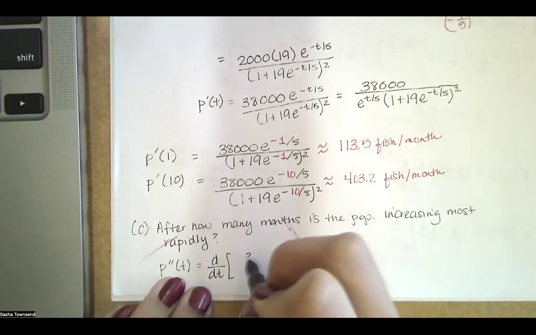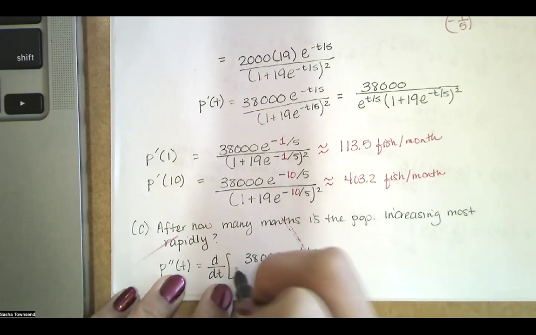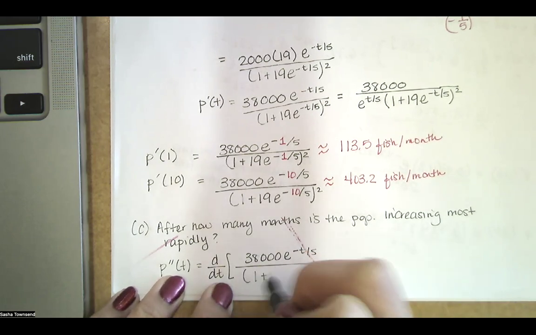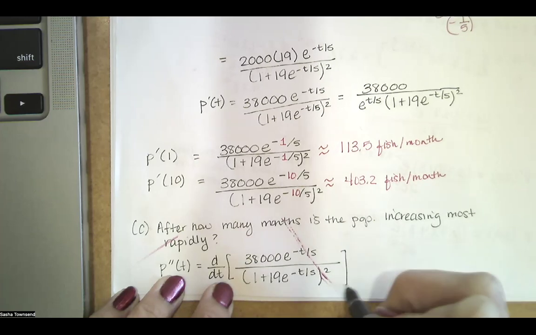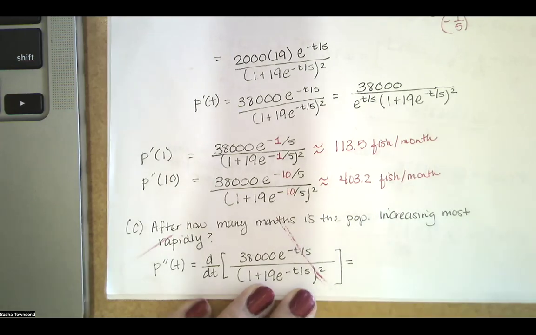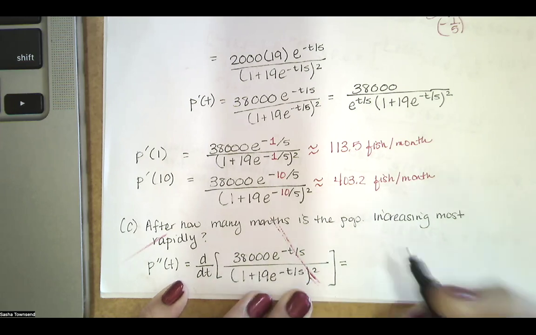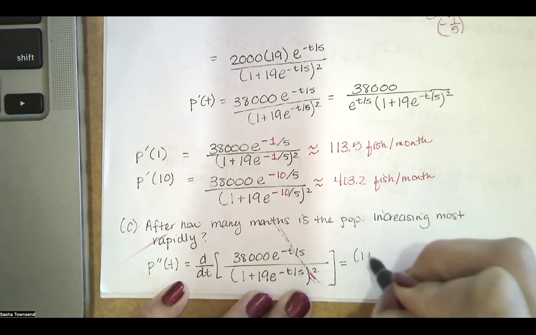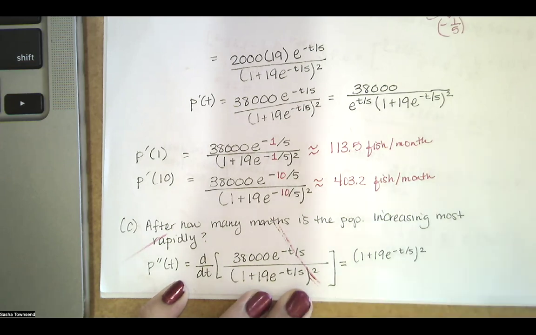So we have the derivative of 38,000 e to the negative t divided by 5, all divided by 1 plus 19 e to the negative t divided by 5 quantity squared. Now to compute this, we need to apply the quotient rule. So we know that the derivative of a quotient is the bottom function, so it's low d high. It's the bottom function times the derivative of the top function.